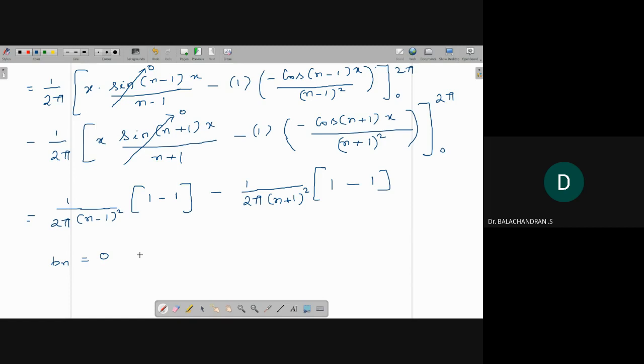Bn is 0 except what? For every n which is not equal to 1, because when n equal to 1, the denominator has a problem. I don't have any problem here, but here I have a problem. So that's why bn equals 0 for every n not equal to 1. Now I need to find b1 separately.